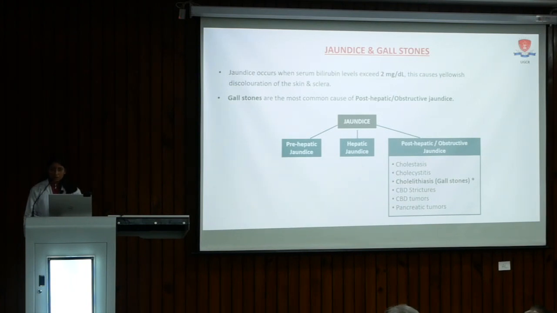Jaundice and gallstones. Jaundice occurs when the serum bilirubin levels exceed 2 mg per deciliter. This causes yellowish discoloration of the skin and sclera. Gallstones are the most common cause of the post-hepatic or obstructive jaundice.